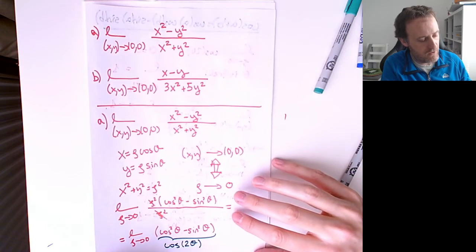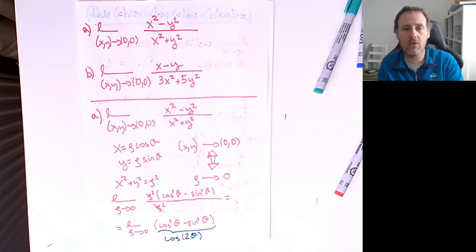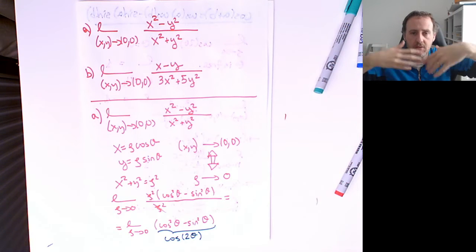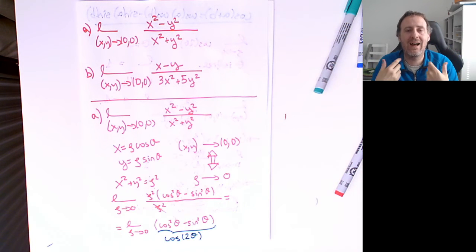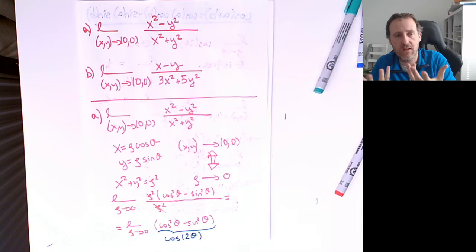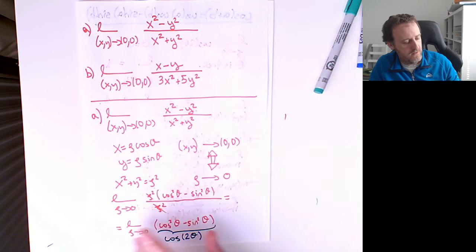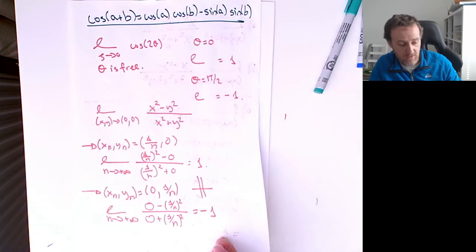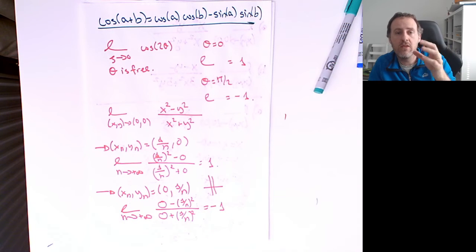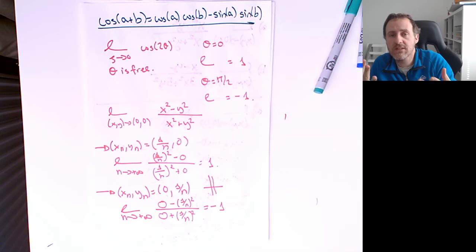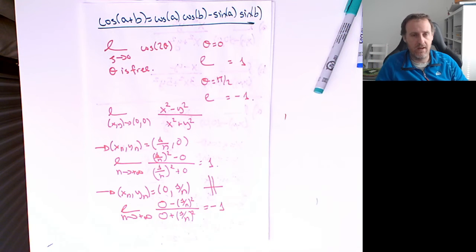One is a more systematic way, that is using polar coordinates. So we use polar coordinates, we substitute, simplify as much as possible, and see if we get something that does not depend on theta and tells us the limit. In this case that was not the case. The other possibility is trying to get two different sequences that give us different limits.